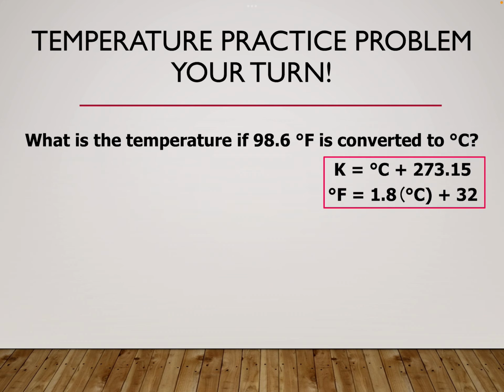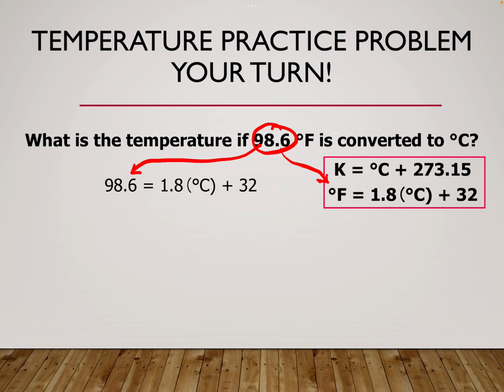Alrighty, so we're going to convert between Fahrenheit and Celsius. That means we are going to use this equation here. We're going to take our temperature, this 98.6 degrees Fahrenheit, and plug that in for Fahrenheit. So we've plugged 98.6 degrees Fahrenheit in right there.